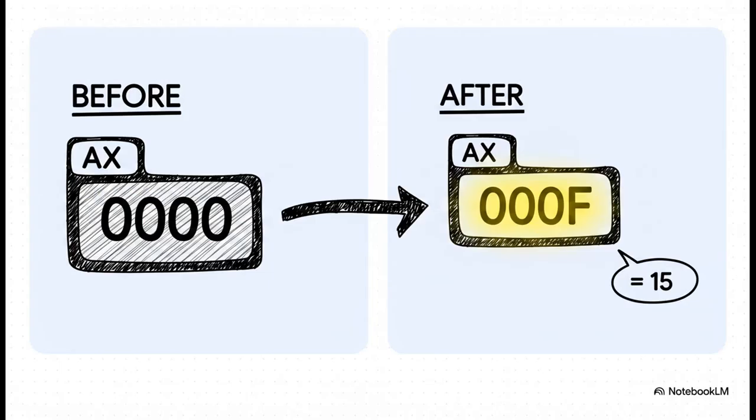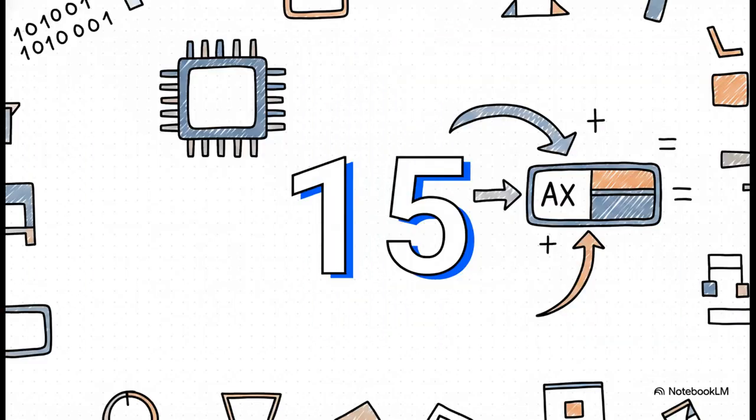And here it is. This is the magic. On the left, you can see that before we ran our code, the AX register was totally empty. Its value was just 0. But after our code runs, look at the right. The value in AX is now 000F. Now, don't worry about the letter F. That's just hexadecimal, which is a shorthand number system computers use. The only thing you need to know is that F in hex is just the number 15 in our everyday decimal system.